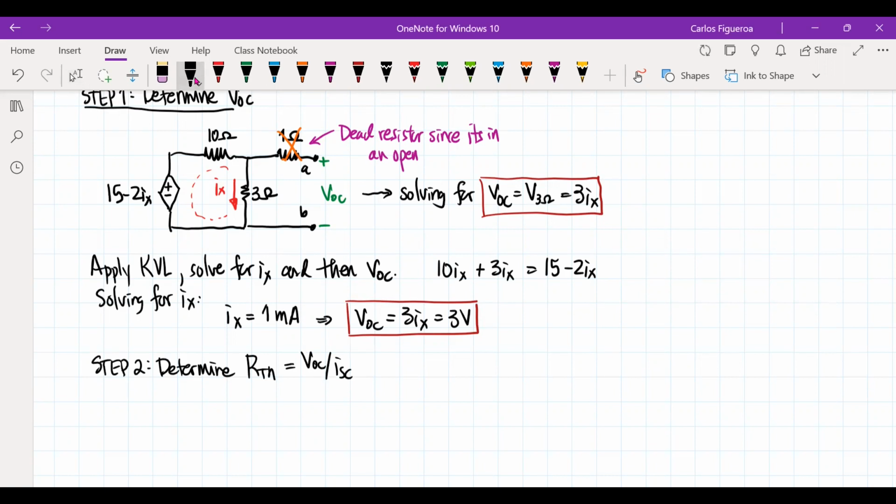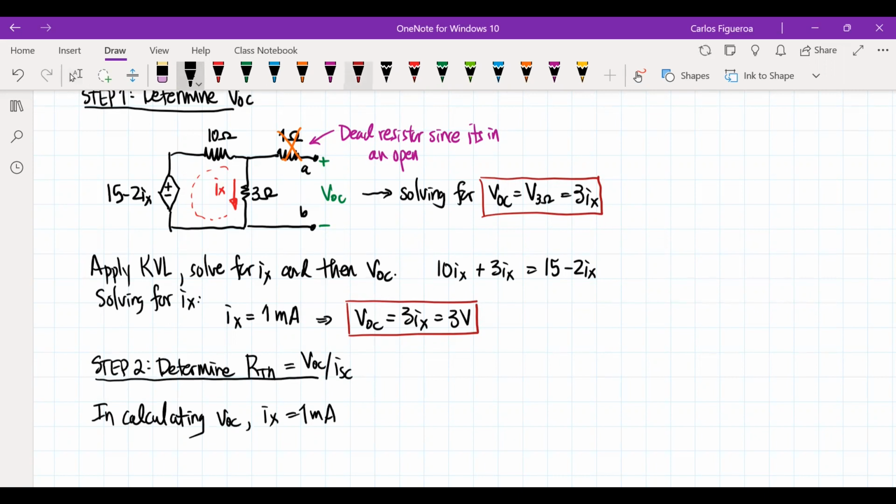Yeah, I have to determine a short circuit current. So we want to be careful here in calculating VOC. IX was equal to 1 milliamp.